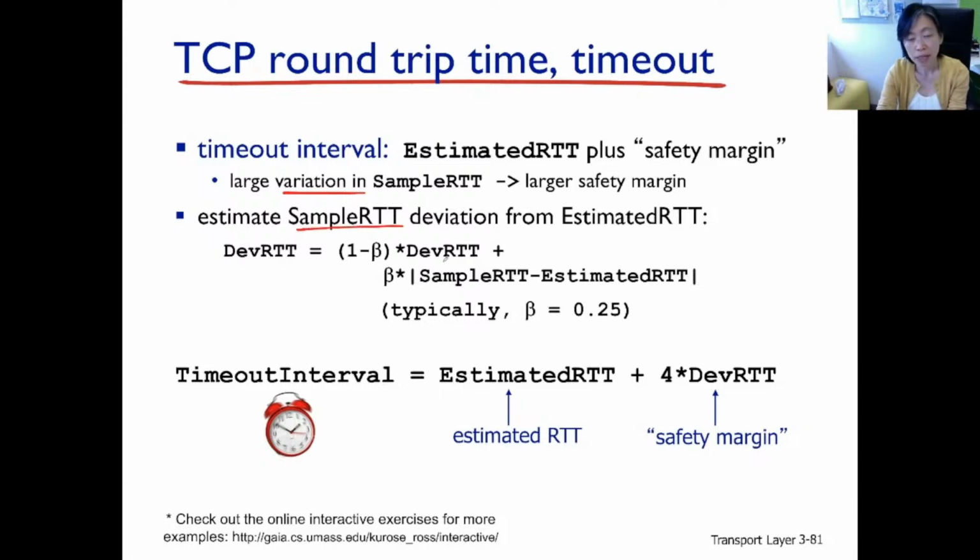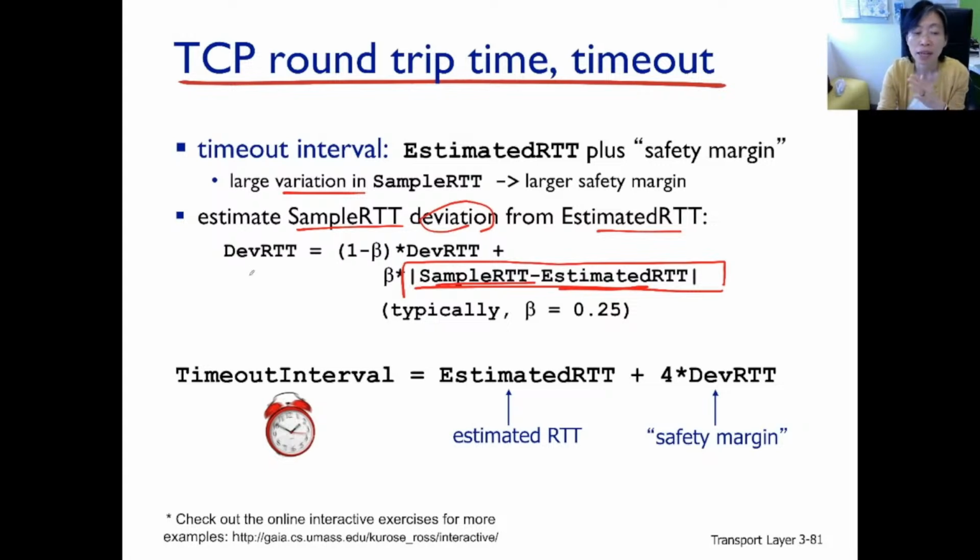Sample RTT is the instantaneous RTT, and estimated RTT is the variable storing the average RTT. So the deviation is essentially the sample RTT subtracting the average RTT. Now, of course, we will not be using this by itself to set the safety margin, because this is also the instantaneous deviation.